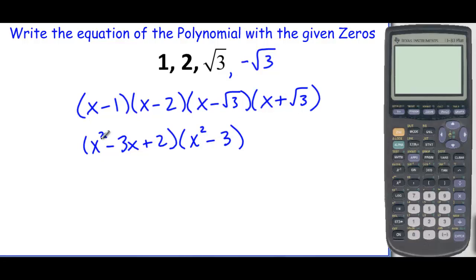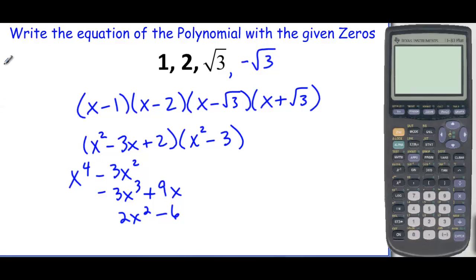And if you remember from 5.3, now we would distribute. I'd get x to the 4th minus 3x squared. If I multiply this, I'm going to get a negative 3x cubed plus 9x. And if I distribute the last one, I'm going to get a 2x squared minus 6. Okay, so I just did that instead of writing it out.